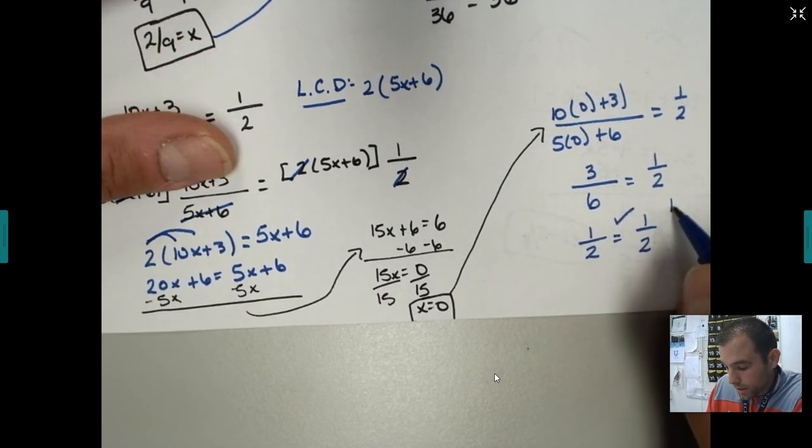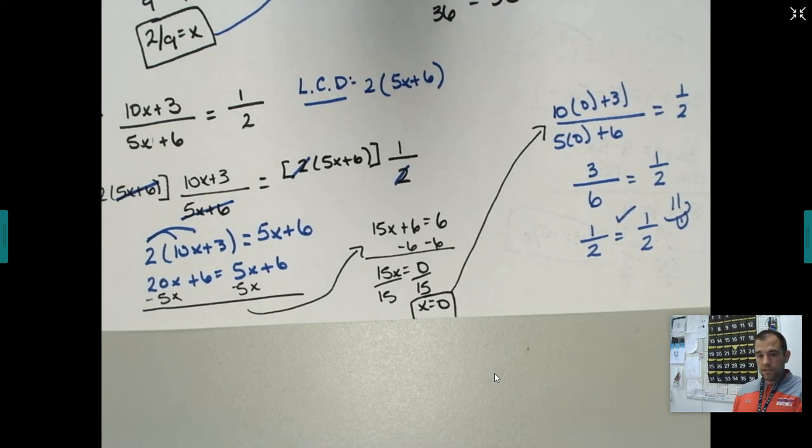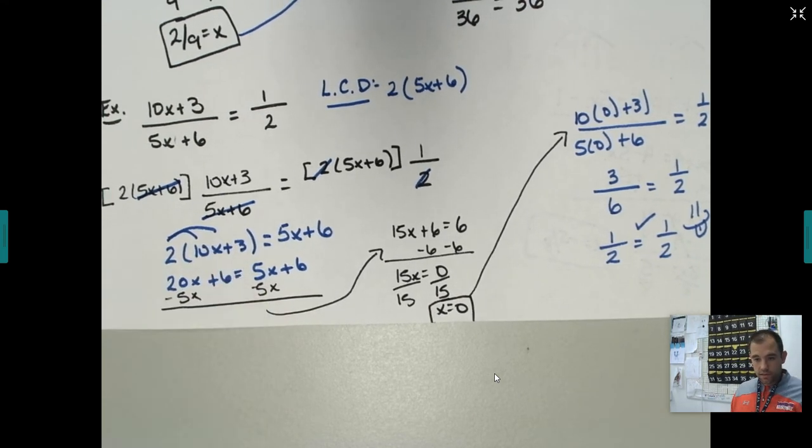Ding, ding, ding! It worked, right? So that means 0 is the answer to this problem. It is not extraneous because we checked it and it worked. Okay? So that's topic 3, day 3. Solving rational equations and solving equations with one variable.